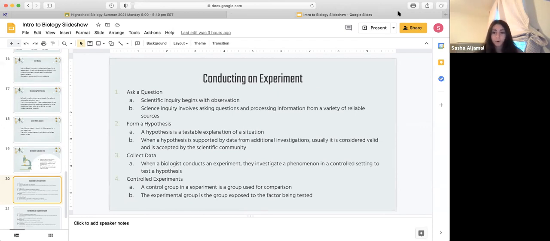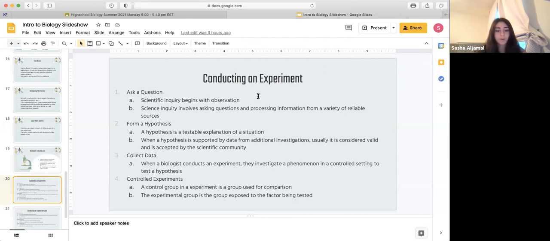Second, you'll want to form a hypothesis. A hypothesis is a testable explanation of a situation. When a hypothesis is supported by data from additional investigations, usually it is considered valid and is accepted by the scientific community. And then third, you'll collect data.